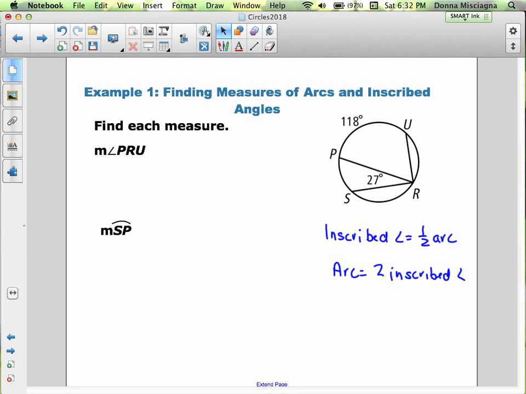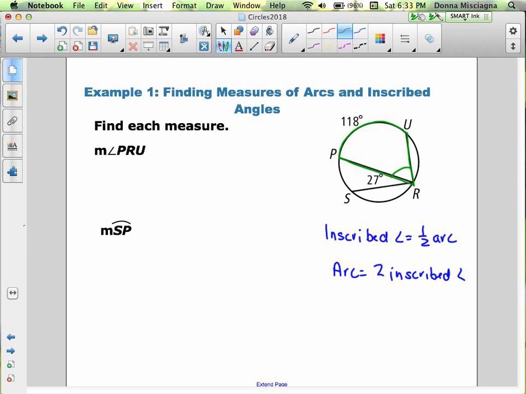All right, so now let's solve each of these. First of all, we want to find angle PRU. So we'll use the first equation. Inscribed angle equals half the arc. Now here is angle PRU, and if you have any trouble, just go to the vertex and then follow the angle out from the vertex, and you can see what the intercepted arc is. So the arc is the part of the circle that's between the 2 sides of the angle.